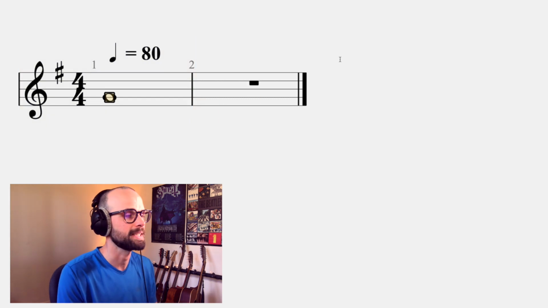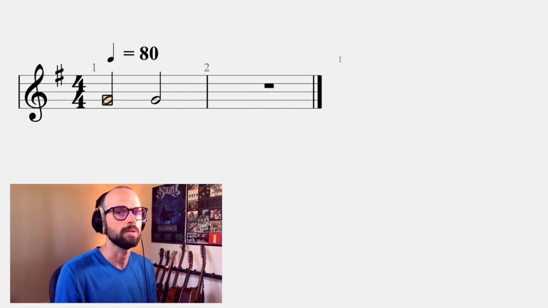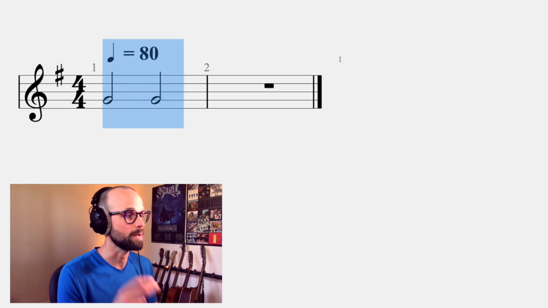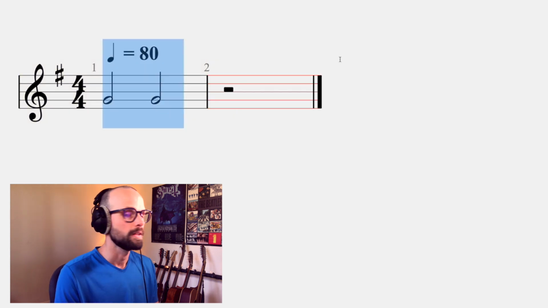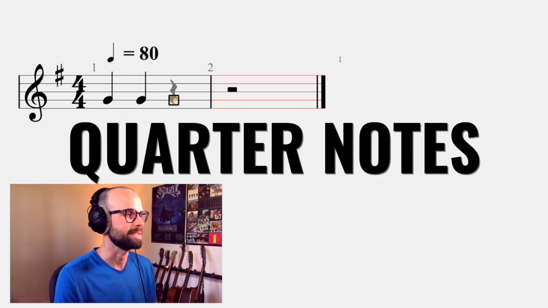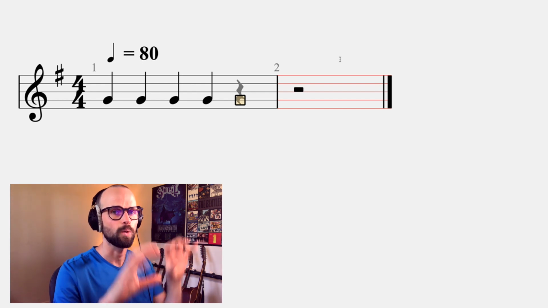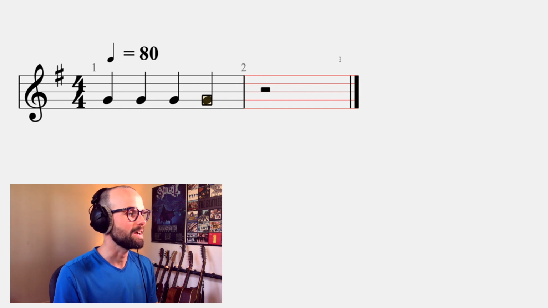The whole note can then be split into 2 faster notes, which we call half notes. Half notes will each last 2 beats and would be played on beats 1 and 3. 1, 2, 3, 4. 1, 2, 3, 4. The half note can be split into quarter notes. If you think of it like a pie, whole, half, quarter, eighths would follow. We'll get to it. So here are quarter notes.